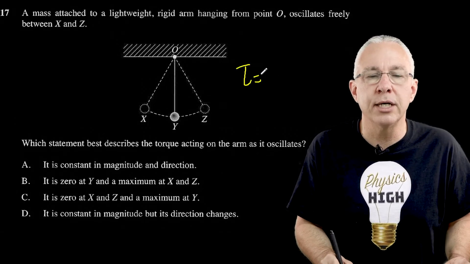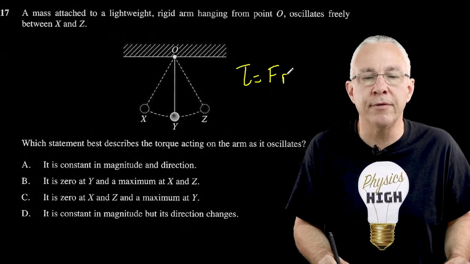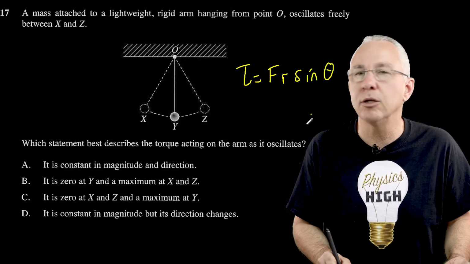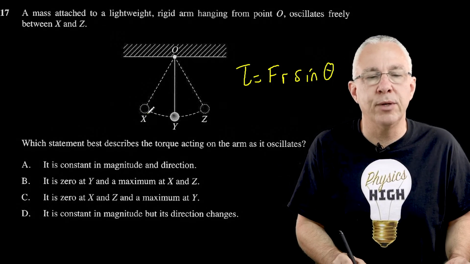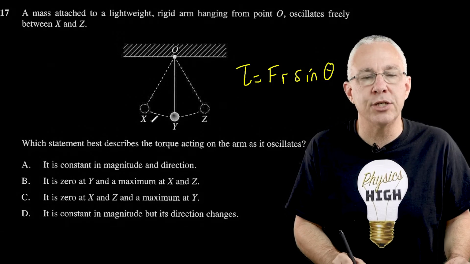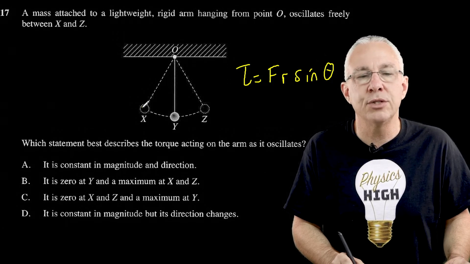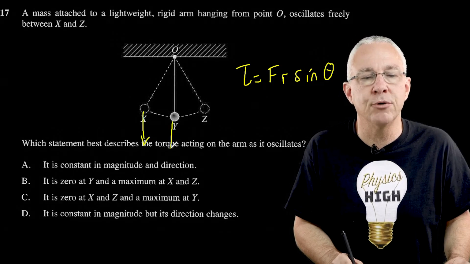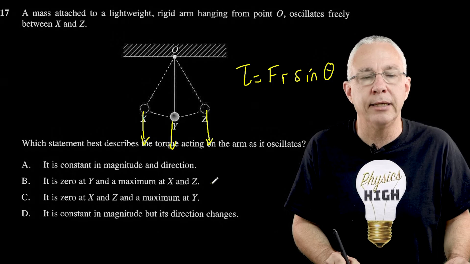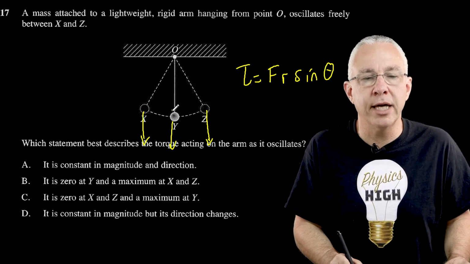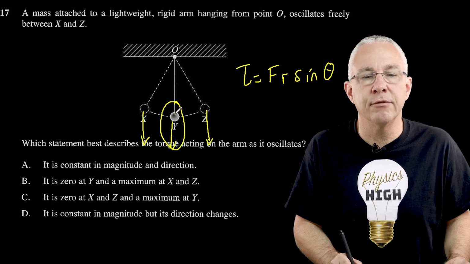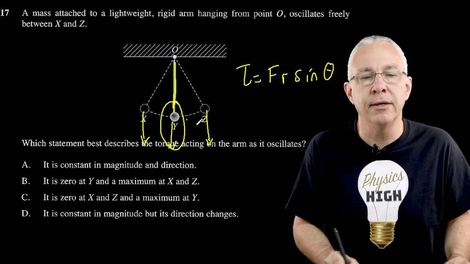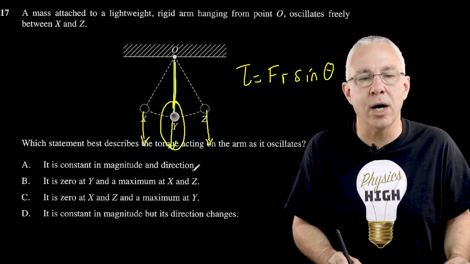Well, we know that torque is equal to the force multiplied by the radius multiplied by the sine of the angle between the two. Now, if we look at the force acting in this situation, we're only dealing with the force acting down due to gravity, which is the thing that's responsible for applying a torque on it. We have a force acting down here, a force acting down here, and a force acting down here. That means, if you look carefully, that in this scenario right here the force is parallel to the moment arm, which is this over here, and so as a result there is no torque at Y whatsoever.